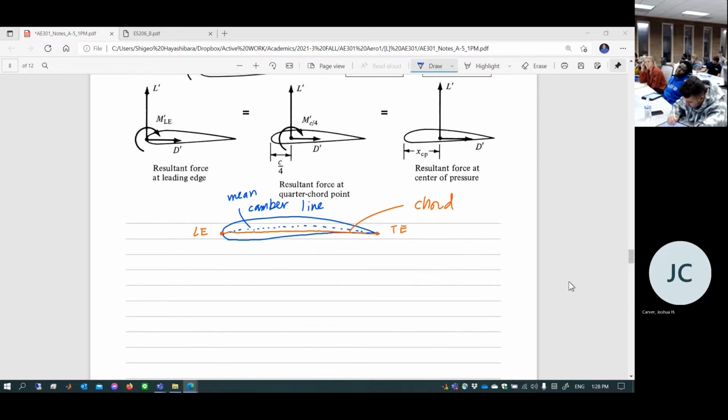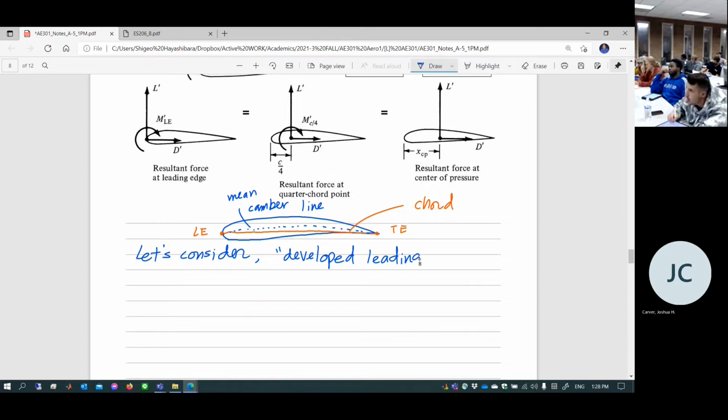So let's consider each one of those figures. Let's consider developed leading edge moment for each configuration, okay?